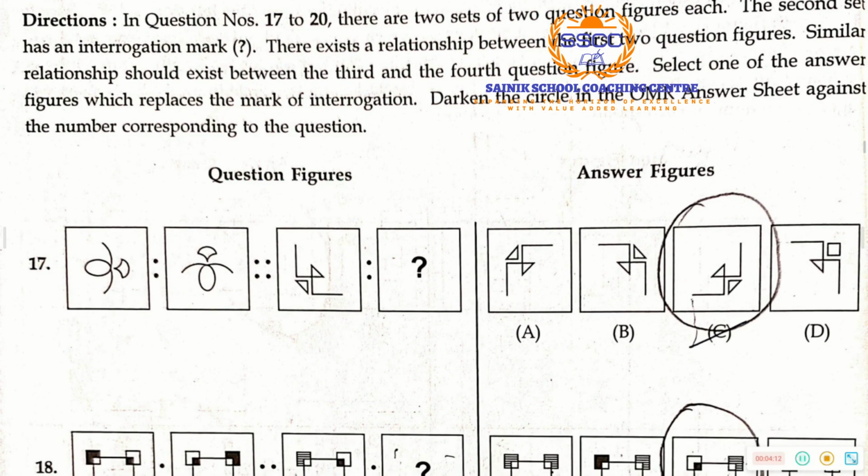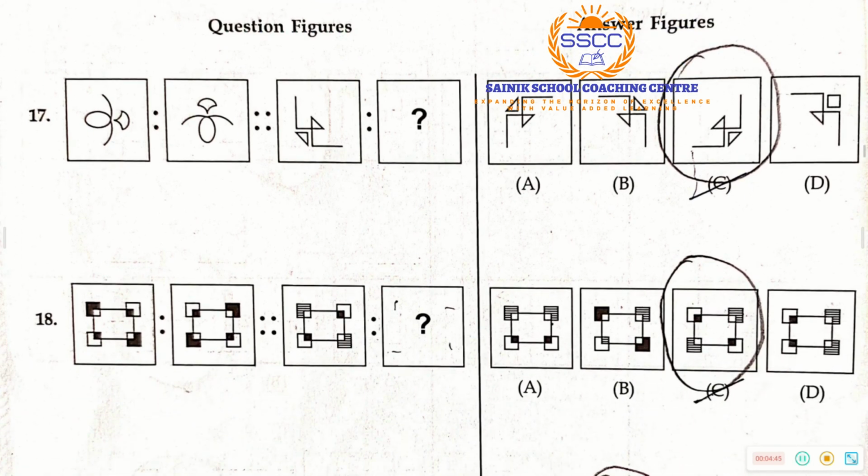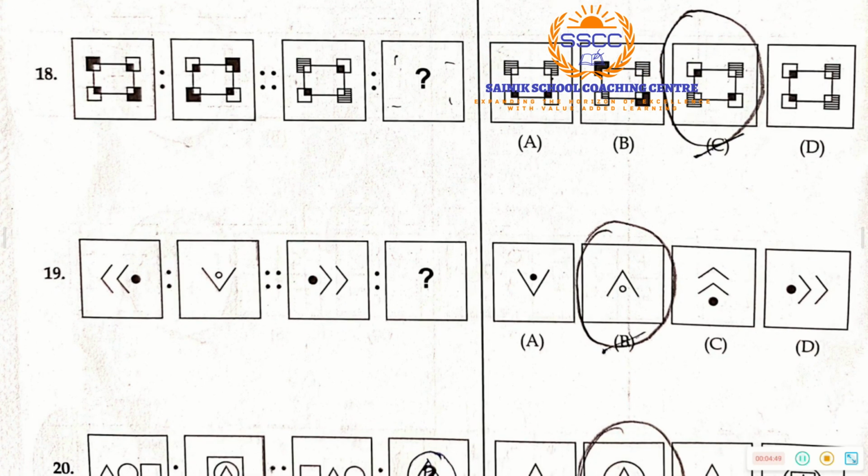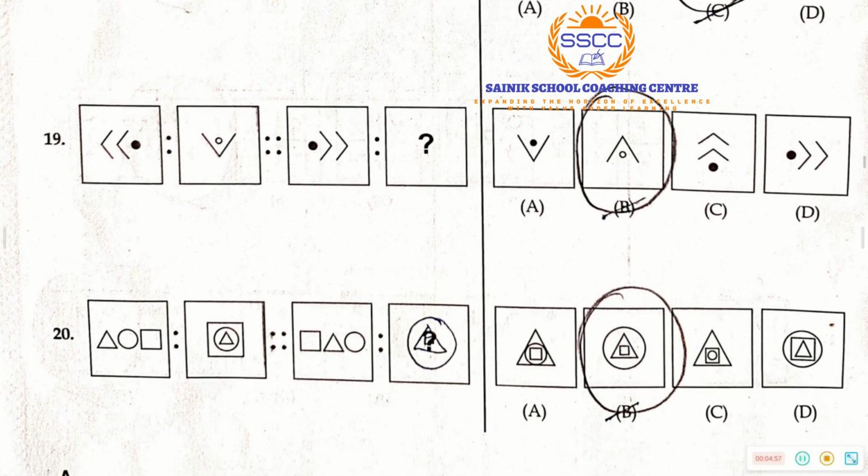Part 5. This is nothing but the analogy. We see that in the 17th question, it is rotated 90 degrees in the anti-clockwise direction. Similarly, this needs to be rotated anti-clockwise 90 degrees, which will be option C. Question number 18. It will be answer C. It will be exactly the mirror replica of the first figure.